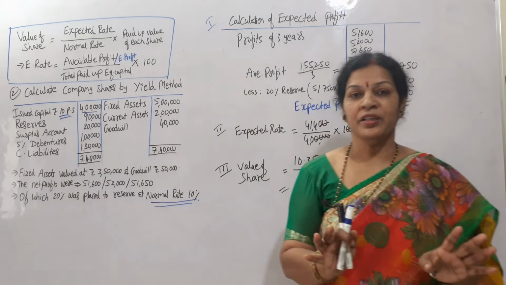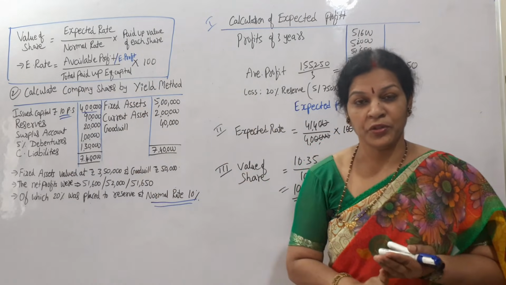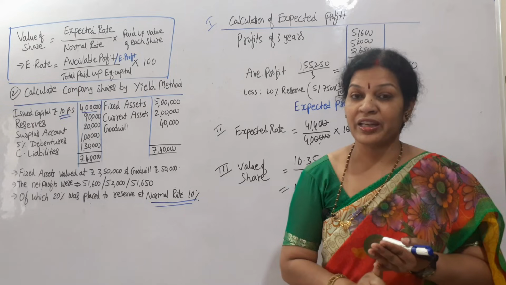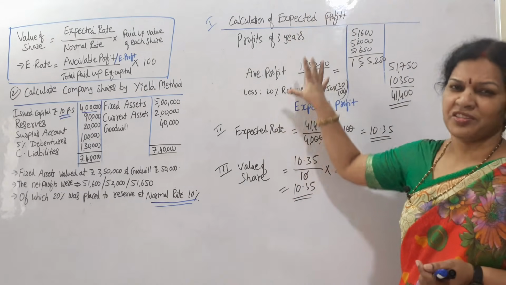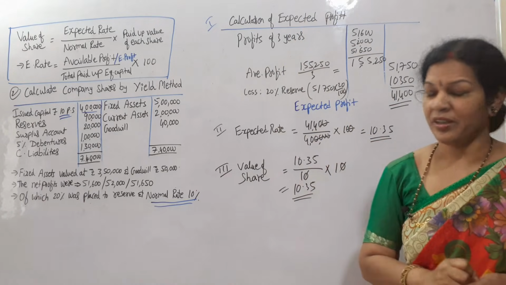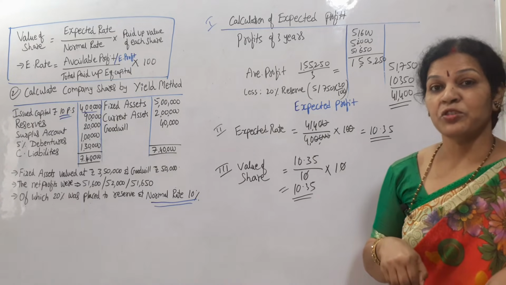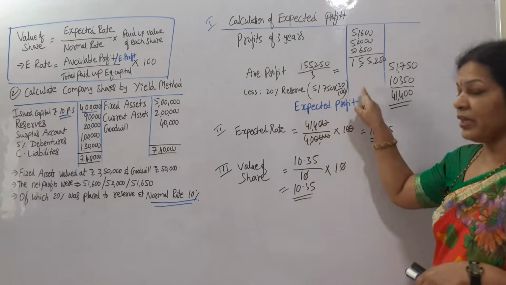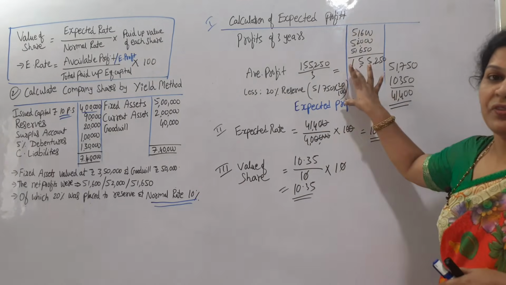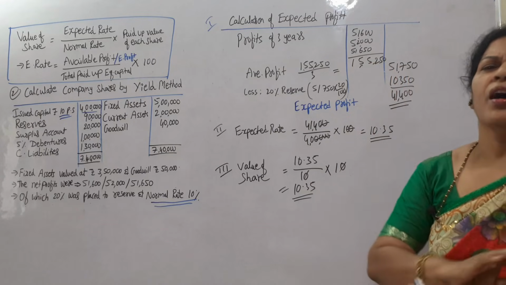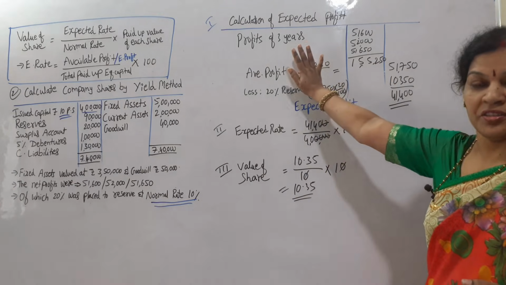Simple, nothing to worry. One thing is that you must know the formulas. Once you know the formula, the first step is to calculate the expected profit. The calculation is like this: generally we take the average profit only. We found that there is a reserve, so that reserve has to be deducted. Once we deduct the reserve from the average profit, that is the expected profit, or you can say the available profit.